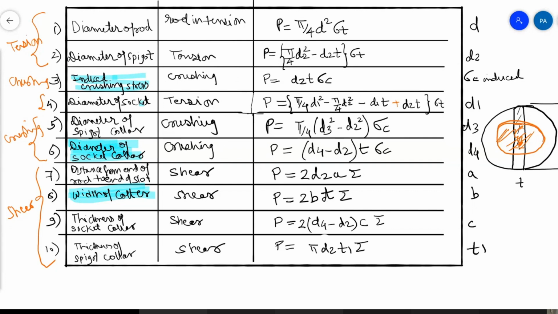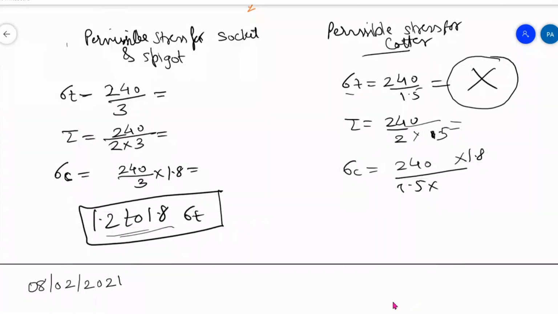Here we will use tau for Cotter. See, tau for Cotter and tau for socket and spigot is different. So here we will use tau for Cotter. Is there any other place where we will use tau for Cotter? Okay, so let me conclude here for this.